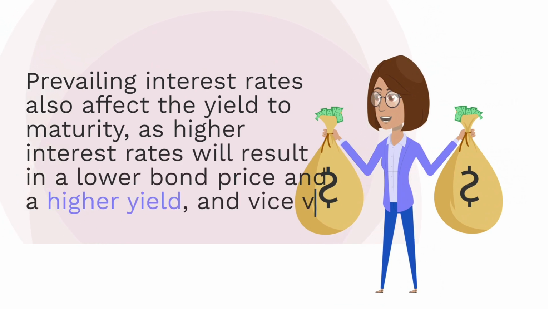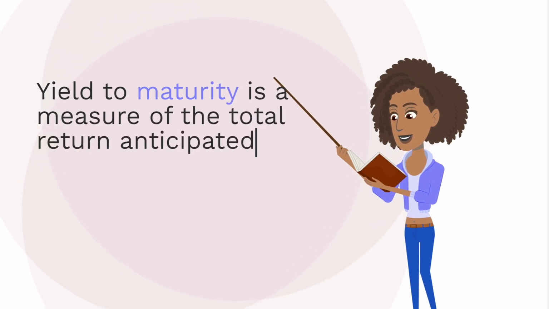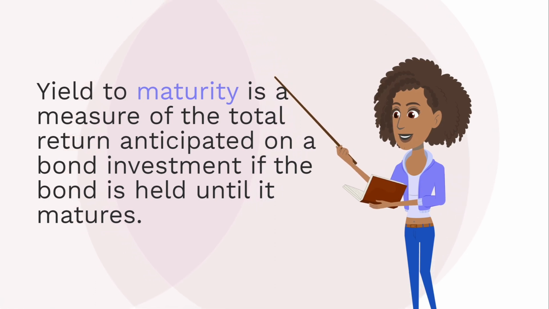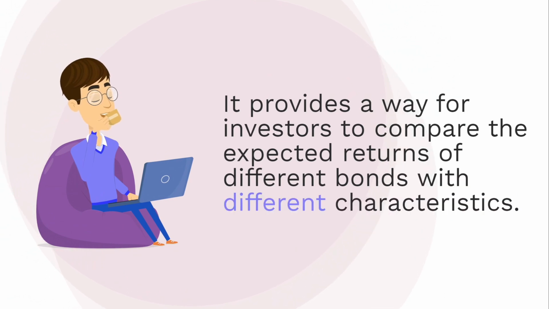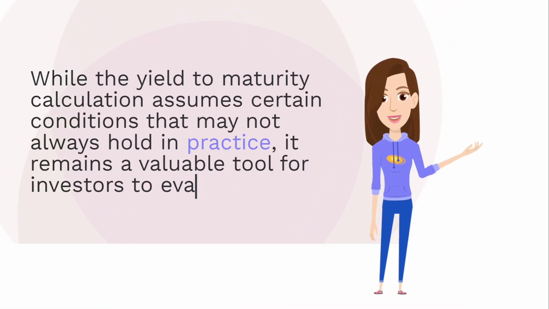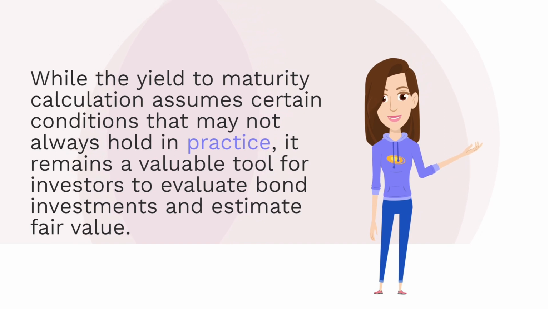Prevailing interest rates also affect the yield to maturity, as higher interest rates will result in a lower bond price and a higher yield, and vice versa. Yield to maturity is a measure of the total return anticipated on a bond investment if the bond is held until it matures. It provides a way for investors to compare the expected returns of different bonds with different characteristics. While the calculation assumes certain conditions that may not always hold in practice, it remains a valuable tool for investors to evaluate bond investments and estimate fair value.